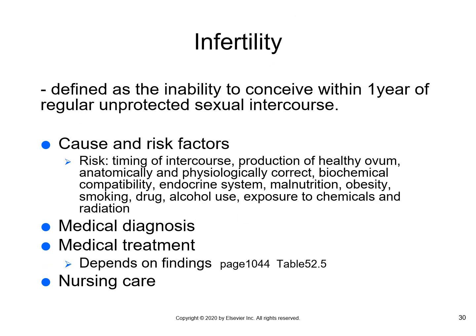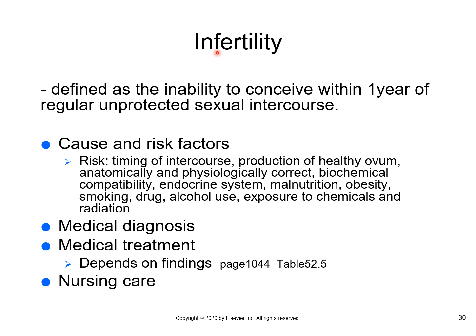Okay. Infertility generally is defined as the inability to conceive within 1 year of regular unprotected sexual intercourse. Infertility is categorized as primary if the woman has never conceived, or if the man has never impregnated a woman.